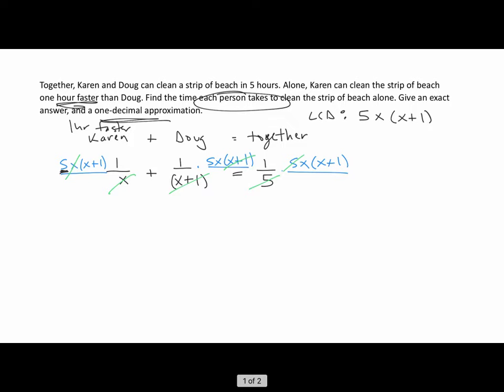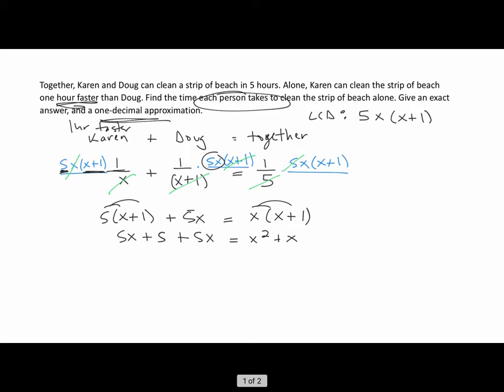For the first term, 5 times x plus 1 times 1, so 5 times x plus 1. For the second term, 5x times 1, 5x. On the right side of the equation, that leaves x times 1 times x plus 1. So we got some distribution we'll have to do here. 5 times x, 5x, 5 times 1 is 5. And on the right side, x times x is x squared, and x times 1 is x. So this is a quadratic equation.